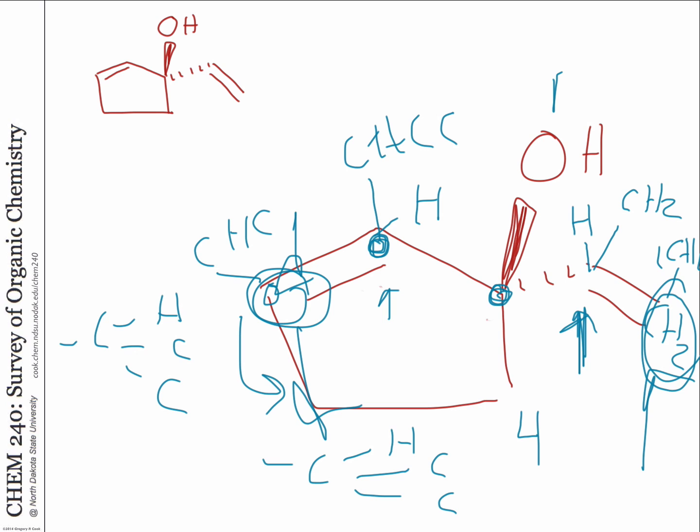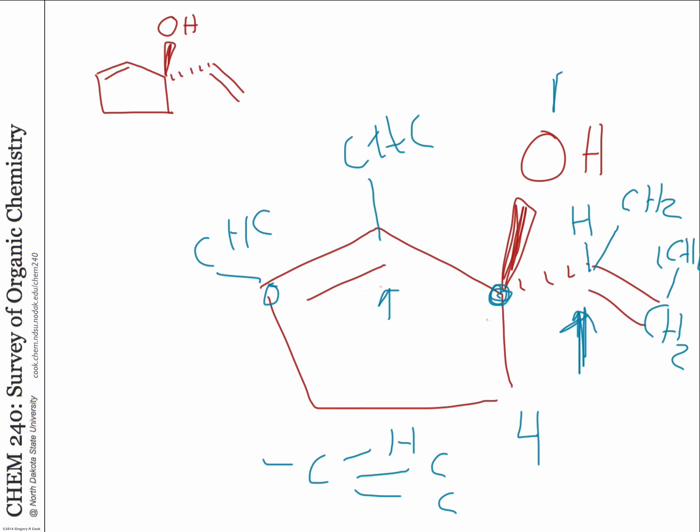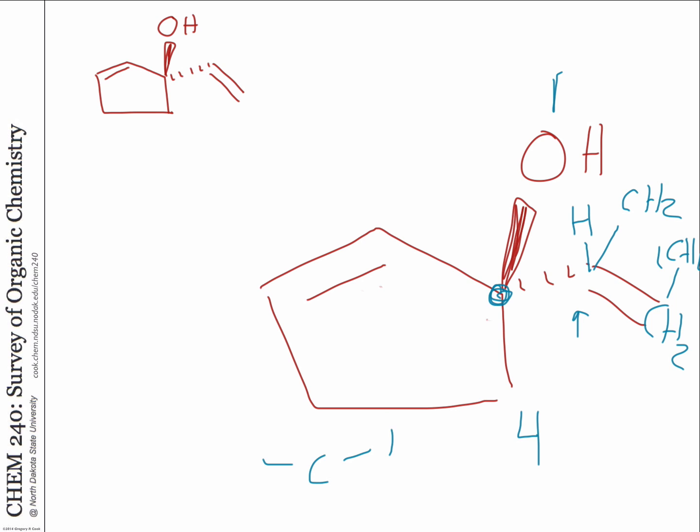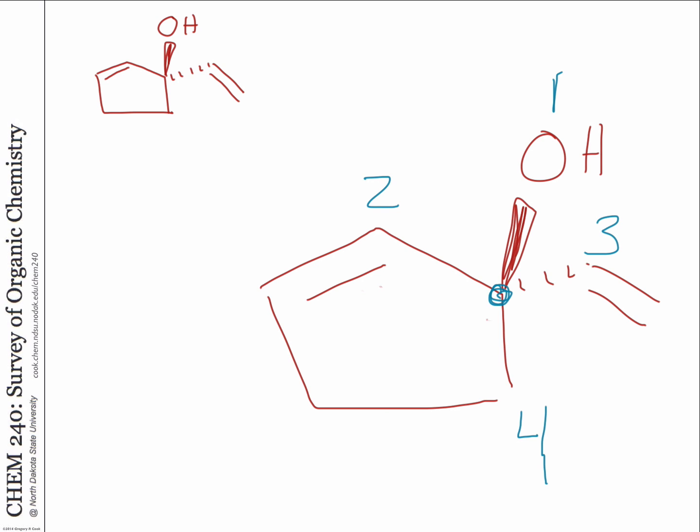Let me see if I can clean this up a little bit. Make it a little bit more clear. Now the problem is our lowest priority group is in the plane of the board. That makes it a little difficult because it's not up or down. But what we have is 4th priority here, 2nd priority here, 3rd priority there. The OH is coming towards you. So if you're trying to point the lowest priority group away from you, you've got to look straight down from the top. Then, if you're looking down from the top, the lowest priority group is pointing directly away from you. Okay, that's not always easy to see.